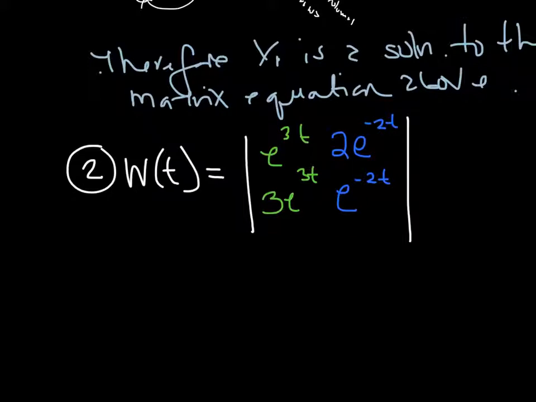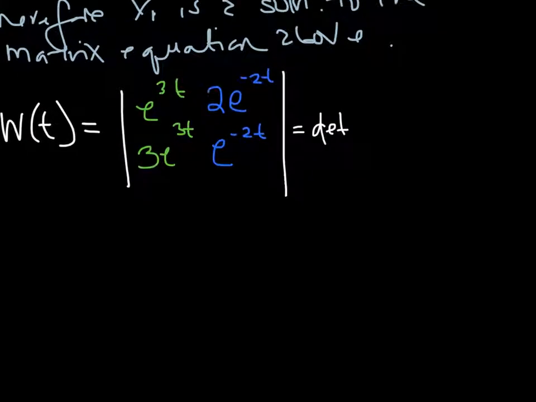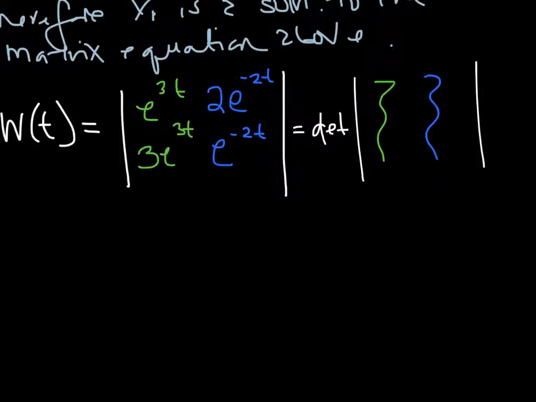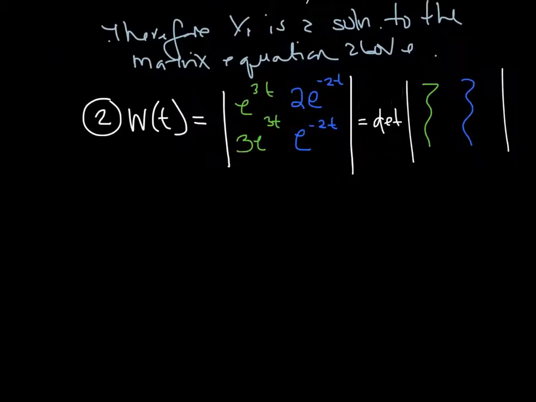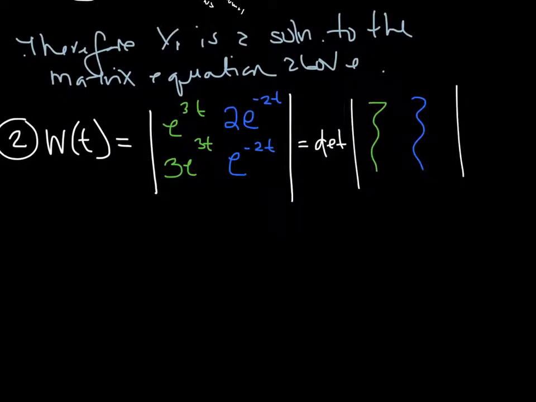And the vertical bars, right? These mean the determinant. Find the determinant of a matrix. You can also write this as determinant of the same guys, the green and the blue. I'm just going to use the vertical bars since the book uses the vertical bars. This is not absolute value because it's not of a number, it's an actual matrix.